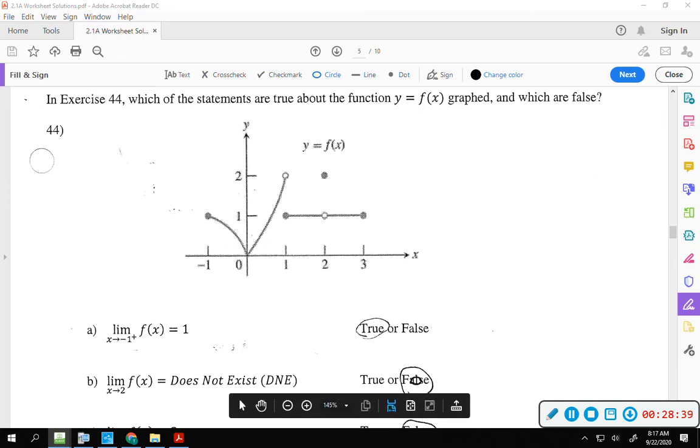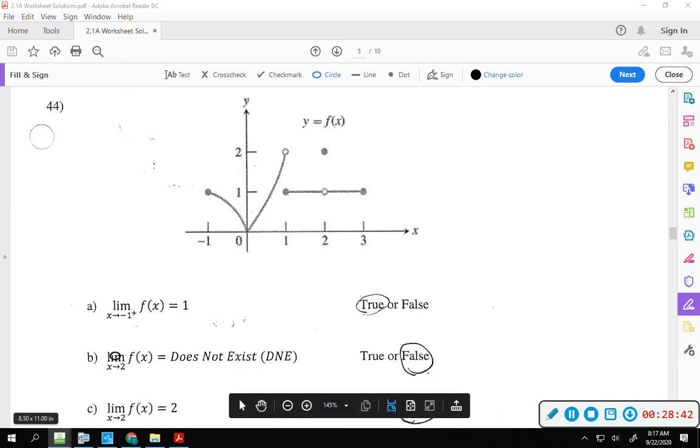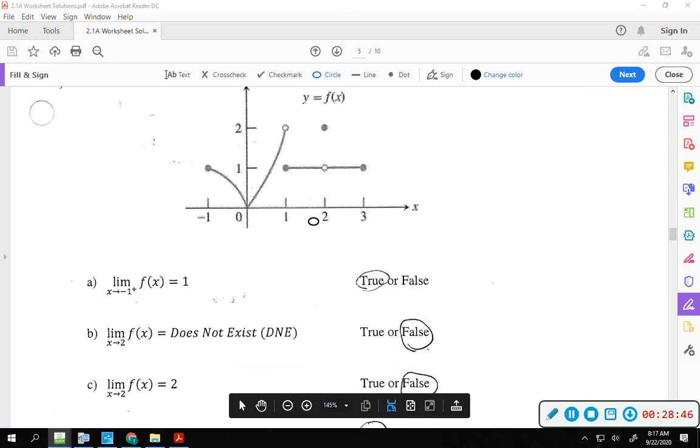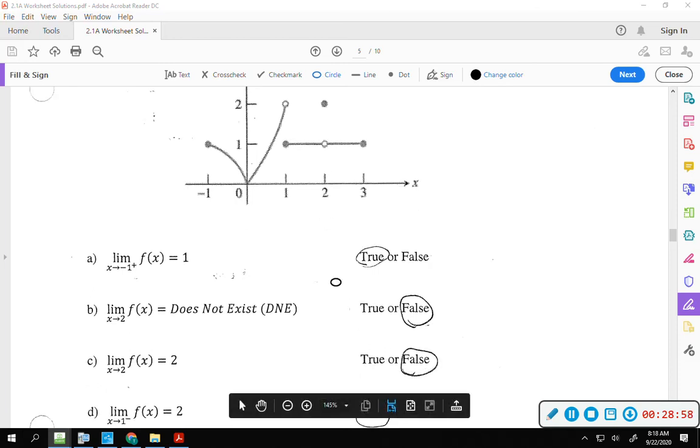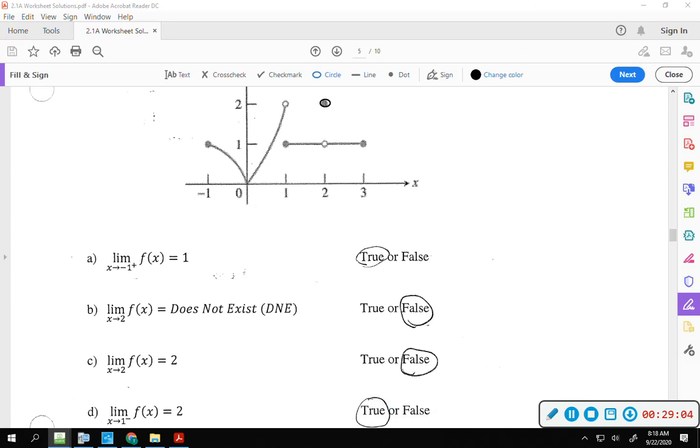That's false. Okay? It's a false statement. The limit as x approaches 2 does exist. The value is 1. This says the limit as x approaches 2 of f of x equals 2. That's false. It's not 2, it's 1. As I approach from the left and the right, they both approach 1. That's false. f at 2 is 2. But we don't care what the value of the function is at 2 when we're finding the limit. We care what happens as we get really close to 2 from the left and really close to 2 from the right.